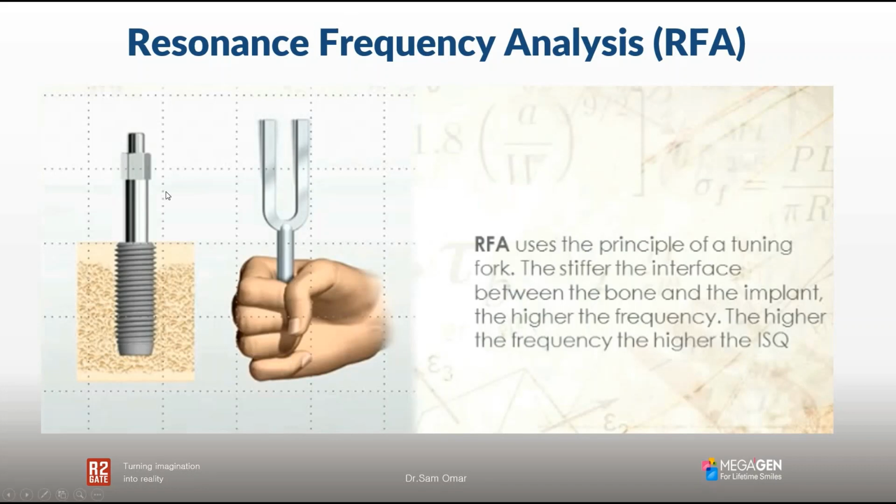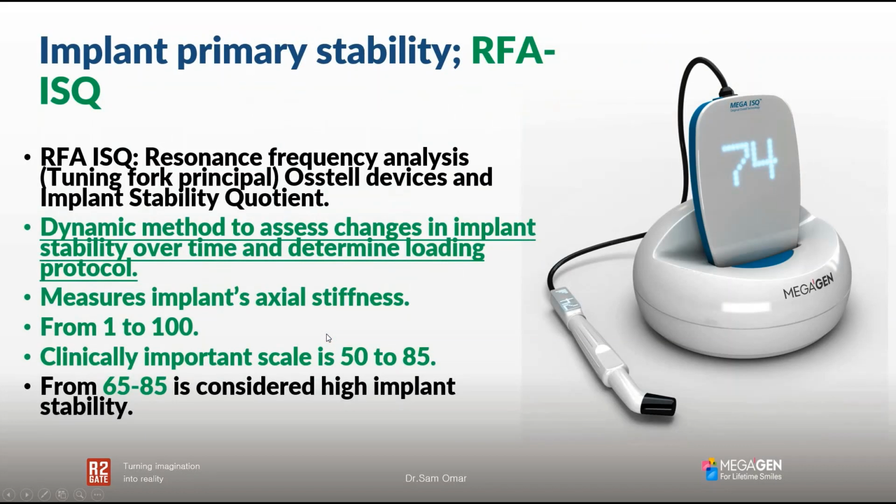Essentially, if we use the same concept with an implant, we use what we call the smart peg, which is basically a tuning fork. So the stiffer the interface between the bone and the implant, the higher the frequency, and the higher the frequency, the higher the ISQ. So we measure resonance frequency analysis with a measurement unit called ISQ. Resonance frequency analysis is the principle, but the measurement tool is ISQ, and ISQ means implant stability quotient.